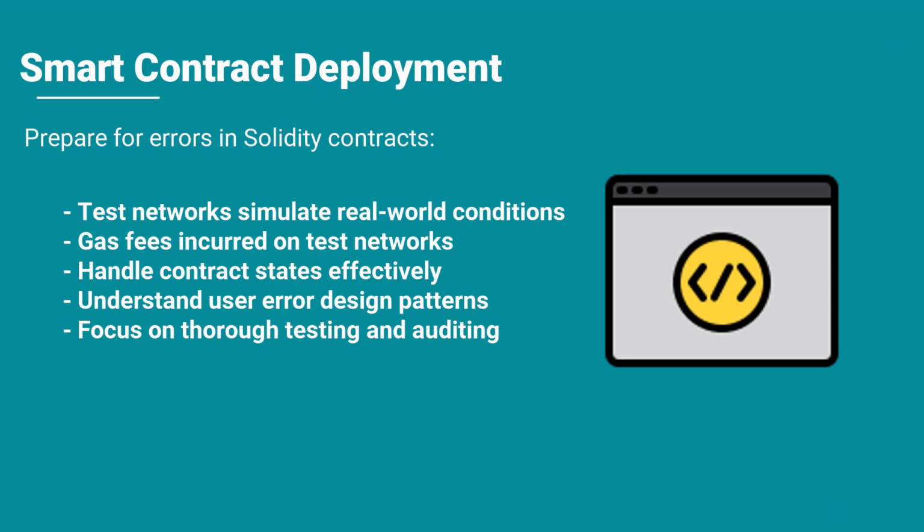This leads us nicely into our next lessons, where we will discuss how to handle errors effectively within Solidity contracts. Proper error handling is crucial in smart contract development and can save you a great deal of headache when things don't go as planned. To create robust contracts, understanding design patterns that anticipate user error is key.